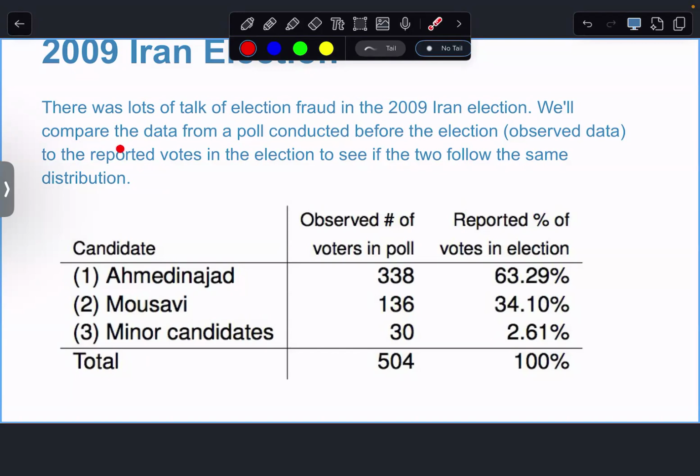And so what we're going to do is compare the data from a poll conducted before the election, and we're going to call that the observed data. A little switcheroo here: usually, the actual results of the poll or vote would be our observed results. But in this case, kind of extreme, because they're talking about election fraud, we're going to use the poll conducted before the election as the observed data. It's kind of backwards, but then we've got the reported votes in the election to see if they follow the same distribution.